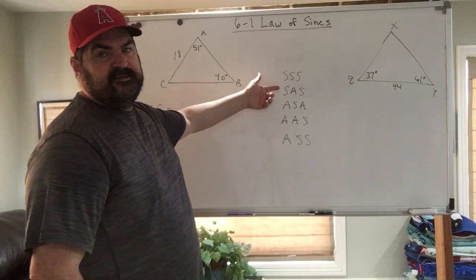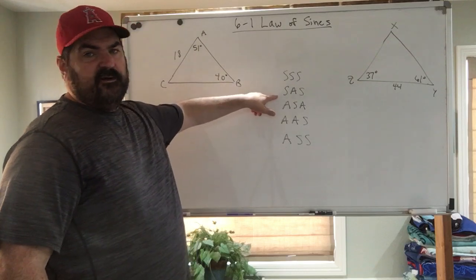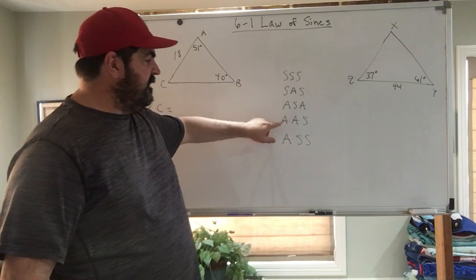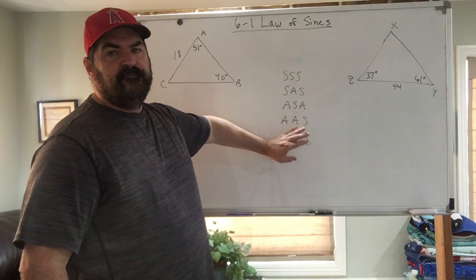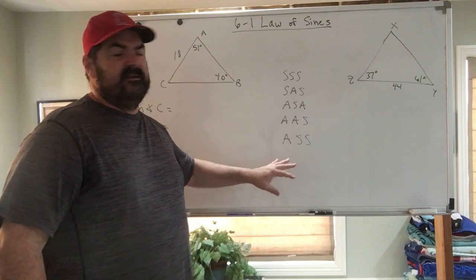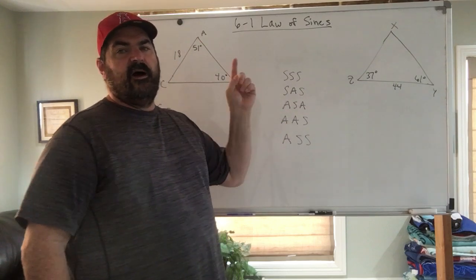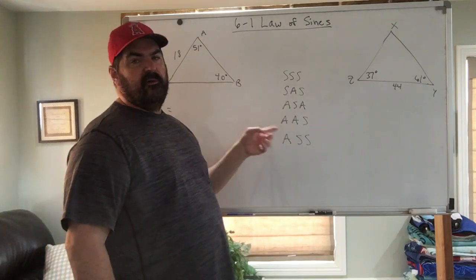You could do side, side, side if all three sides equal all three sides. Side, angle, side; angle, side, angle; angle, angle, side. This was not one: ASS did not work. The reason they said it doesn't work is because it only sometimes works. It wasn't for sure. If these were true in one, they are automatically true for every single part of the triangle. So that's why these are so important.